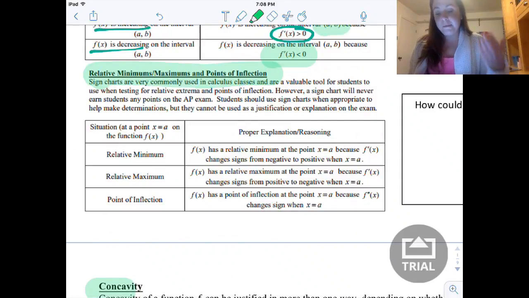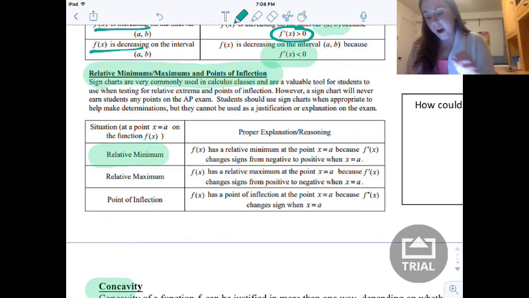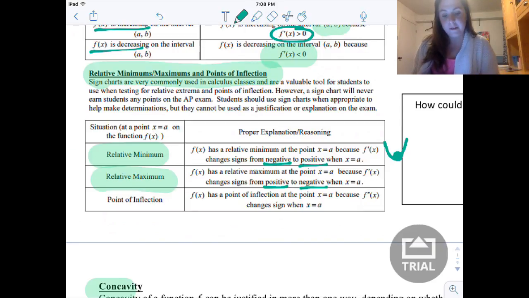For mins and maxes, this is when we get into a little bit more nitpicky. So there's going to be a relative minimum when we have f prime changing signs, specifically going from negative to positive, because my slope is going from negative to positive. And that makes a minimum on my graph right there. I'm going to have a relative maximum when I'm going from positive to negative on the first derivative, because my slope would be going from positive to negative, which creates that maximum.